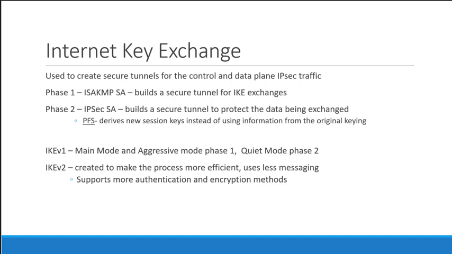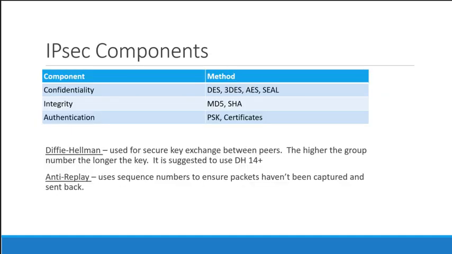So now let's look at the components that have to come together for us to actually secure our communications using IPsec. So we said IPsec offers the services of confidentiality, integrity, and authentication. It offers confidentiality by using these encryption methods: DES, triple DES, AES, or SEAL. It offers integrity using MD5 or SHA, and authentication using pre-shared keys or certificates.